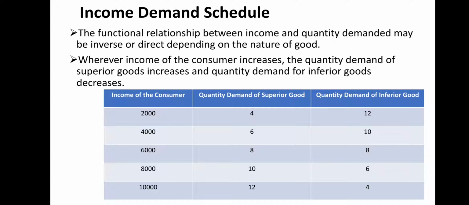Likewise, when consumer's income increases up to 10,000, quantity demanded for superior good increases up to 12 and quantity demanded for inferior good decreases to 4. So this is what the income demand schedule shows. Income of the consumer and superior good quantity demanded are positively related, and income of the consumer and quantity demanded for inferior good are negatively related.